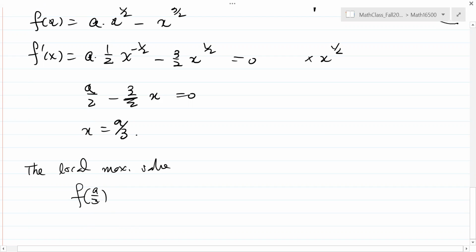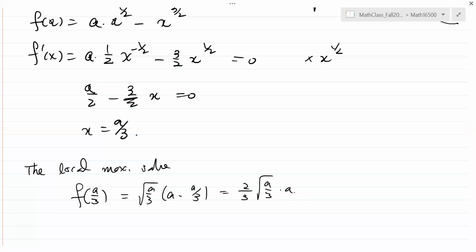Okay. So you have to evaluate. It's going to be square root a over 3 and a minus a over 3. So the value is going to be 2 over 3. So that is a local maximum value. My question is whether the function is always concave down, if there are any inflection points.